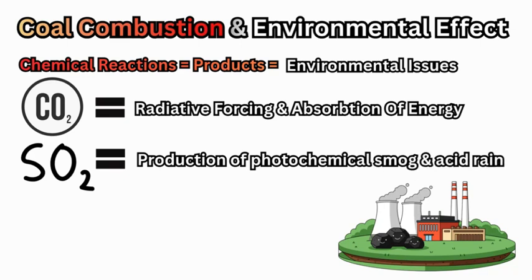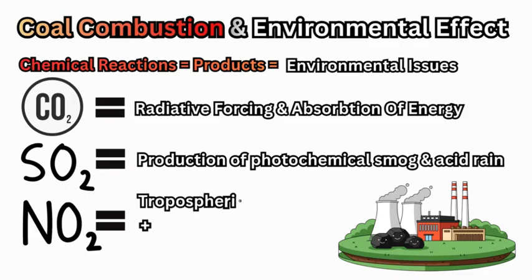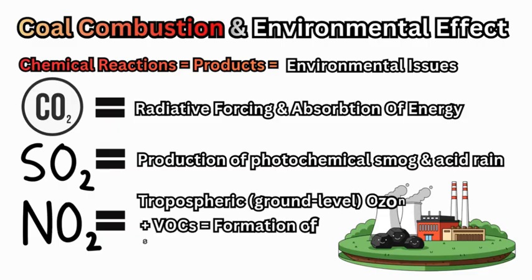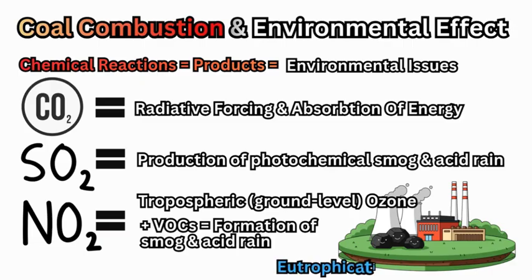The NOx or NO2 is related to tropospheric ozone or ground level ozone, and with VOCs being added can form smog and also acid rain. And this can have a knock-on effect with the water cycle and surface bodies of water. The increased nitrogen can cause eutrophication.